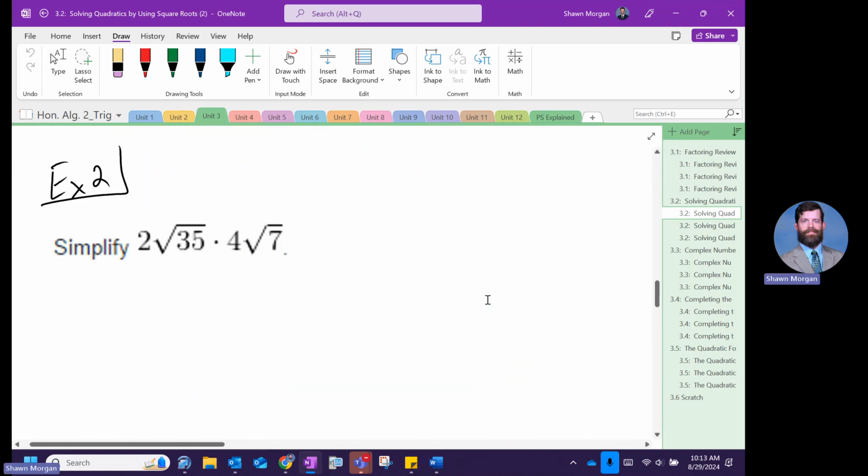So radical times radical, yes? So what's the only requirement that we've got for this? Same root. The radicands don't have to be the same. We just got to have the same root. Do we have the same root? Yeah, we sure do. It's a square root times a square root.